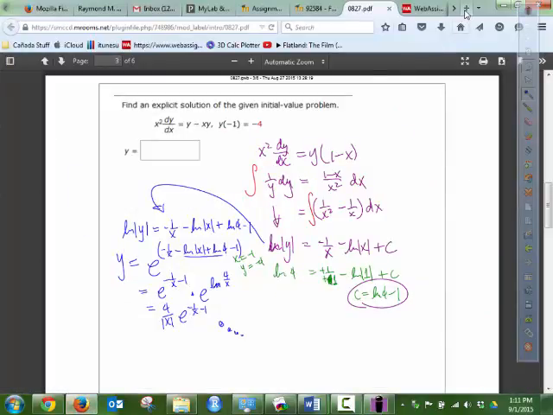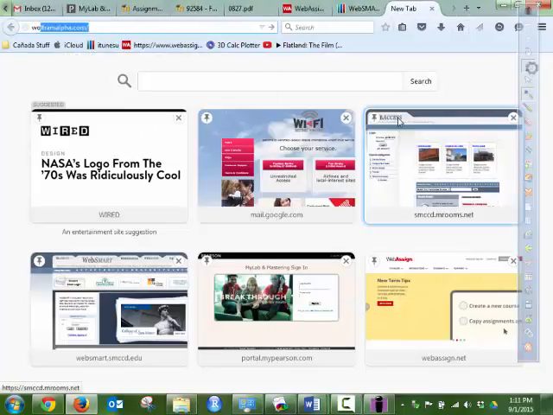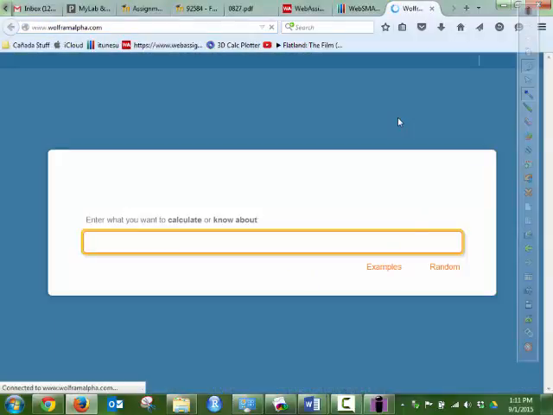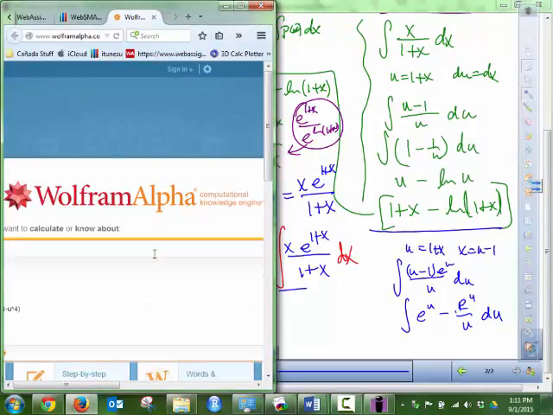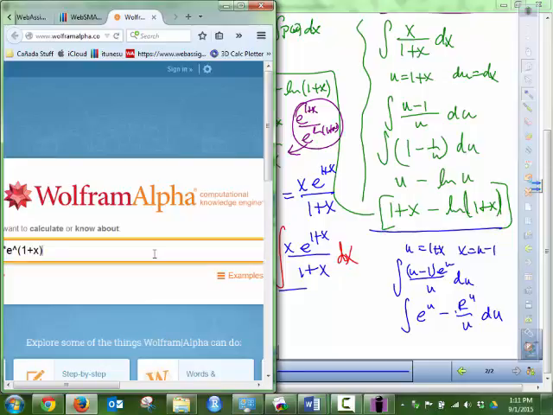I'm going to use Wolfram Alpha and do the whole thing. So I want to integrate, I have to be careful with parentheses here, x times e to the 1 plus x, and then divide by 1 plus x.